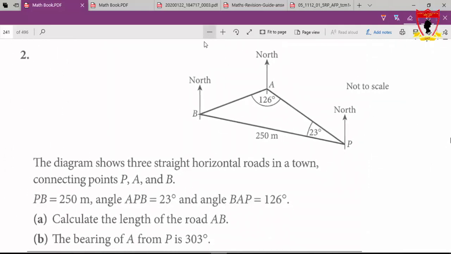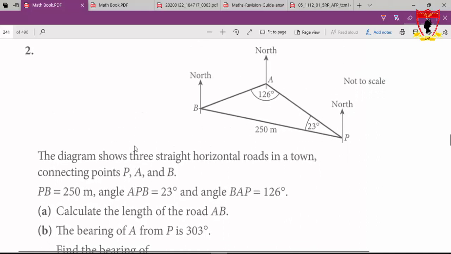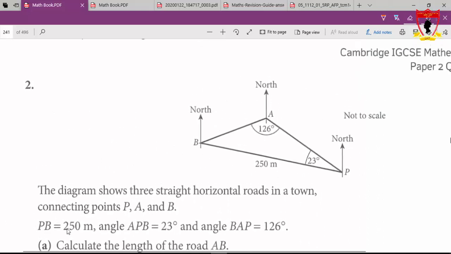Question 2 is a tricky question. Pay really good attention to this one. The diagram is given here. PB is 250 meters. This angle is 23 degrees. This angle is 126. Now, we need to calculate the length of the road AB. We need to find this length, AB. Then, what can help us? As you see, we know this angle, and its opposite side is missing. This angle is given with its opposite side.